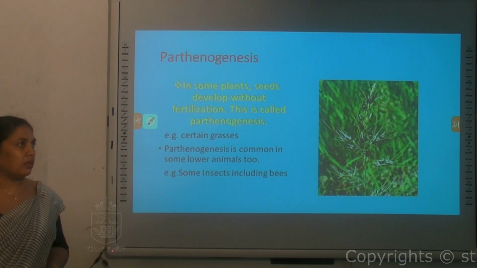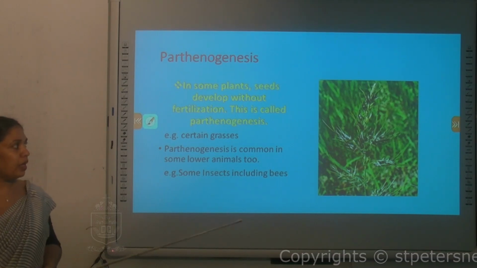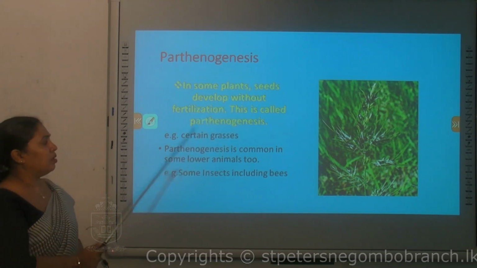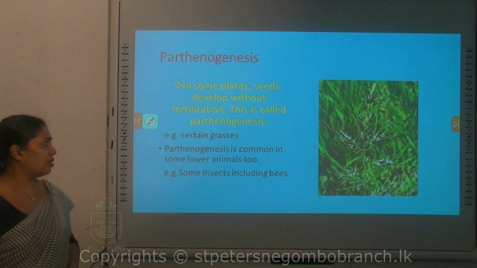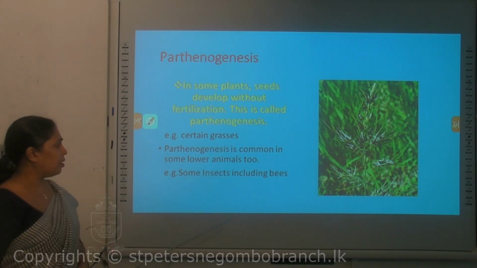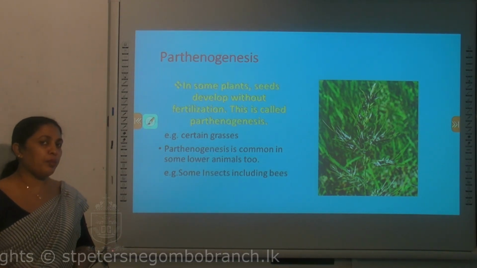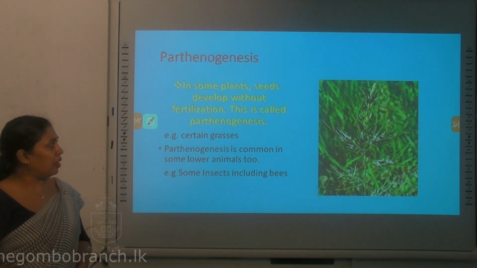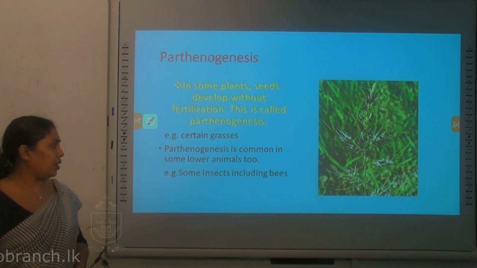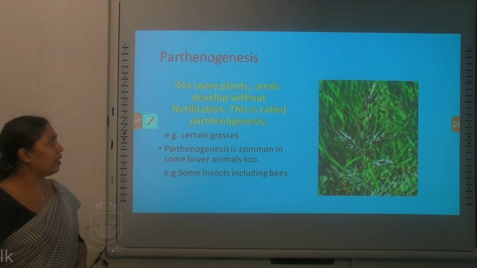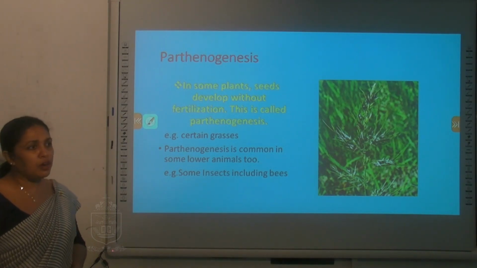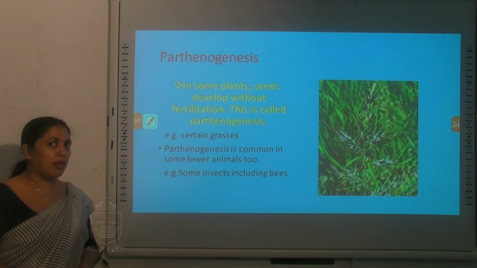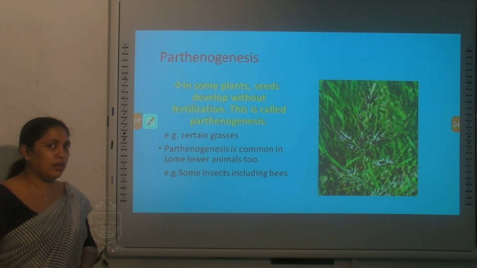Parthenogenesis is another phenomenon in plants. In some plants, seeds develop without fertilization, and this is called parthenogenesis. In certain grasses it happens, and parthenogenesis is common in some lower animals such as bees, and in plants it's not very common. In some plants only it is there. Seeds are developed without fertilization, and it is common in grass. That's why grass is most widespread in the world.